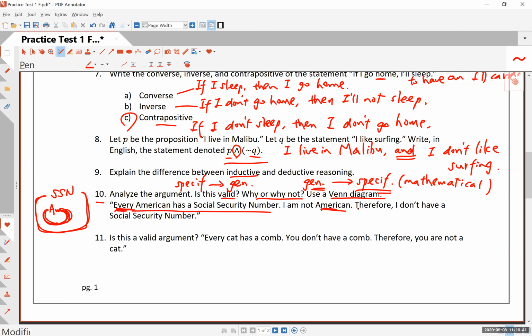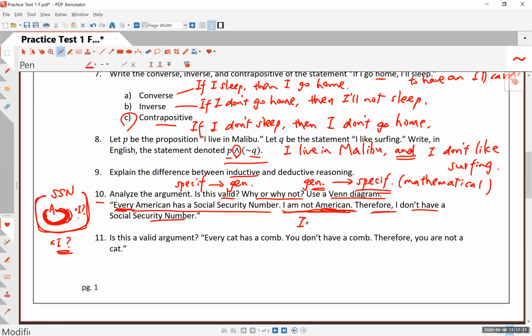Now, I am not American. Where does this statement put you? All it tells you is that you are outside of this inner circle. So you could be here or you could be here. The only conclusion you can make about not being American is that you are outside of this inner circle. And therefore, you don't know if you are outside or inside of the SSN circle. So therefore, I don't have a social security number. You can't assume you're here because it's possible you're still here.